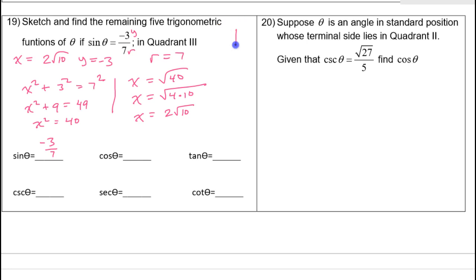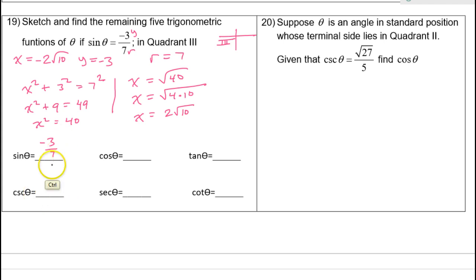In the third quadrant, okay, I'm talking about quadrant 3 over here, x values are negative in this quadrant. So this has to be negative 2 radical 10. Do not leave it positive. So anyway, now we have x, y, and r. So we should be able to build all of the trig functions.